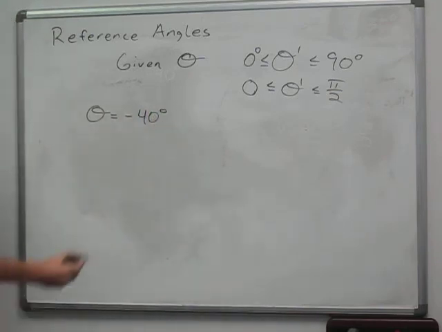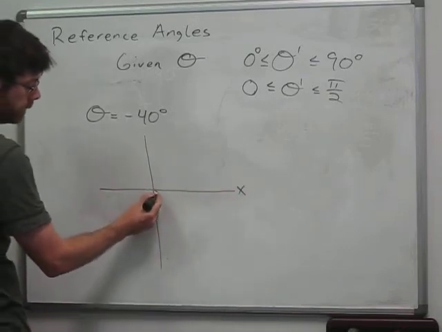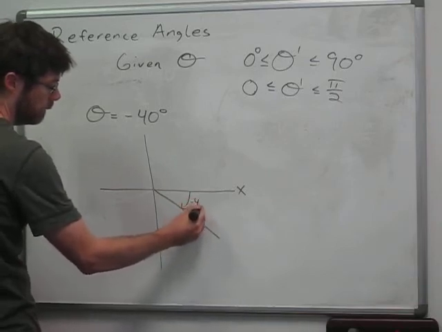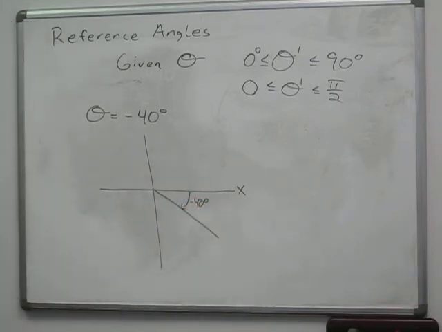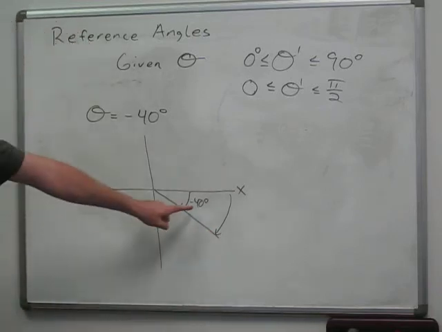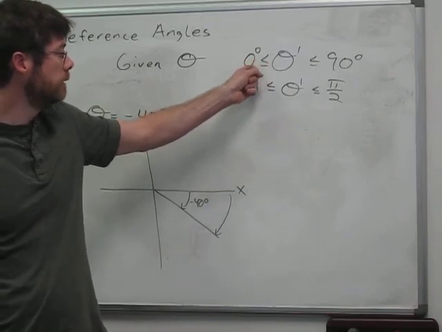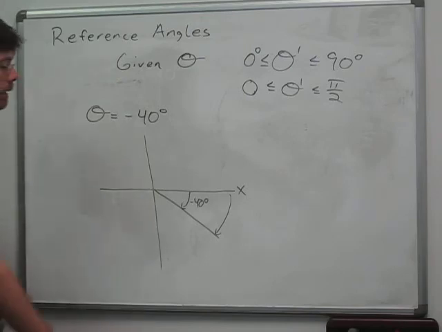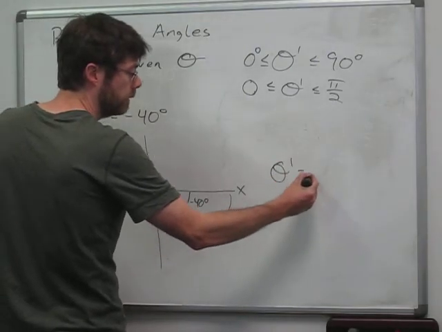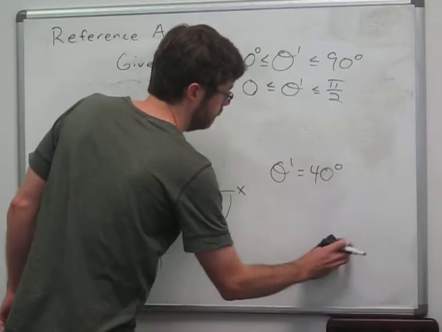Negative 40 degrees. That's going to be a clockwise rotation. That puts my terminating side in quadrant 4. So this angle here, that's a negative 40 degrees, but remember that our reference angle must be positive, somewhere from 0 up to 90. So as far as my reference angle is concerned, it's going to be a positive 40 degrees. Let's do one more.